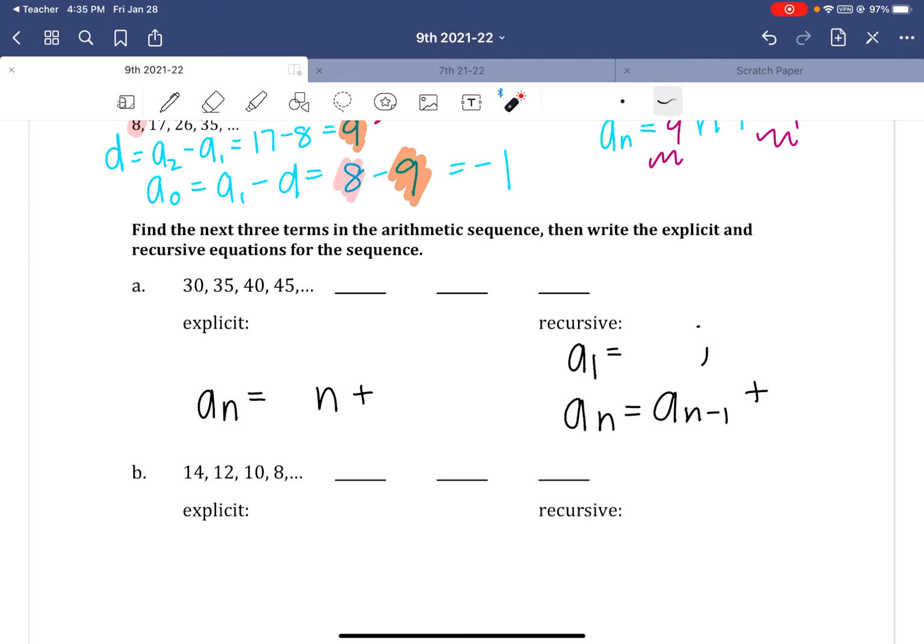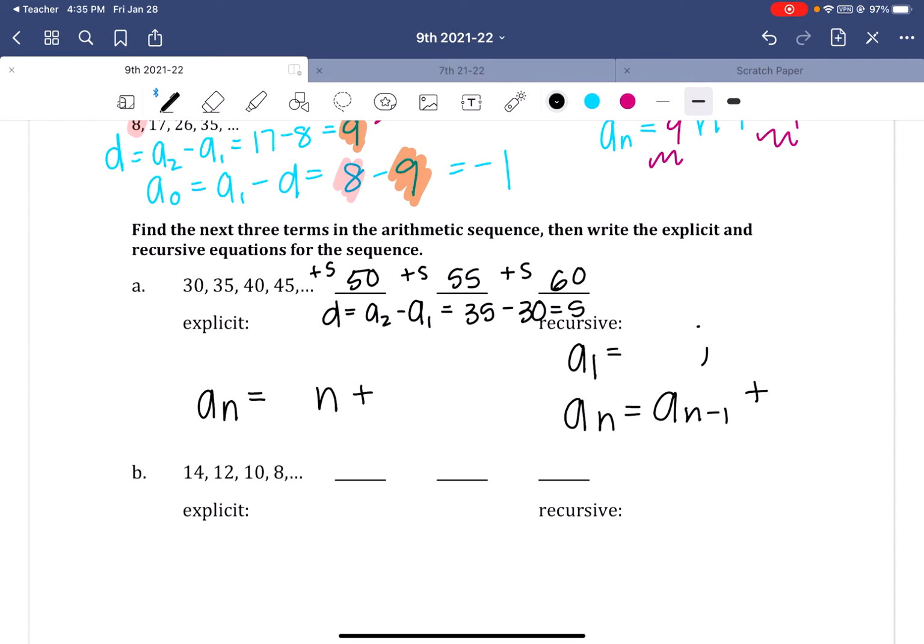First we need to find our D. I'm just going to write it right under here. D is A2 minus A1, so that equals 35 minus 30, which equals 5. So we are adding 5 each time. Let's just finish this up. We're going to add 5, add 5, add 5. So this is 50, 55, and 60.